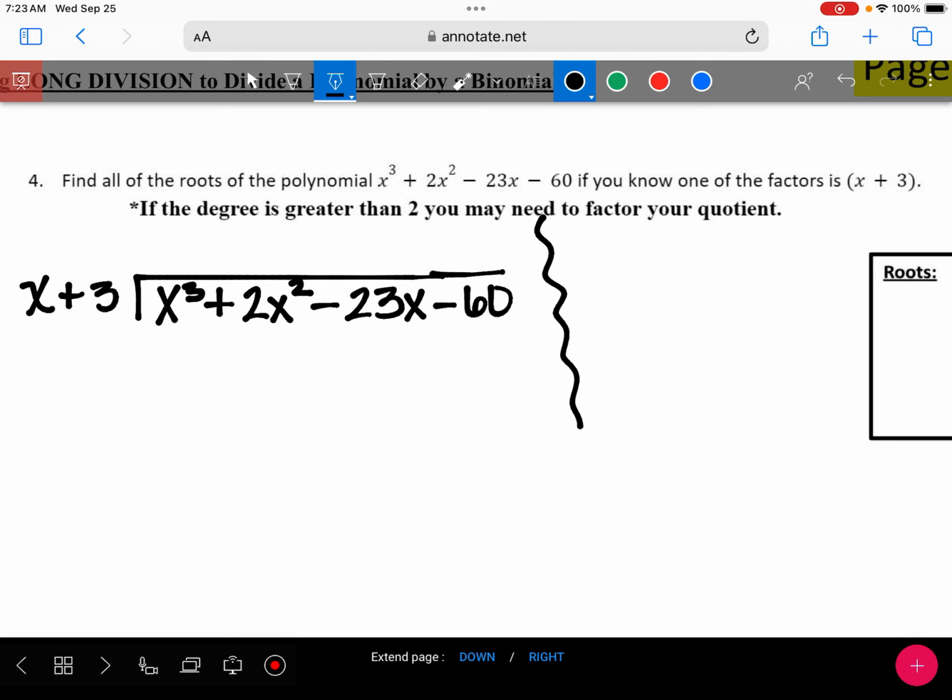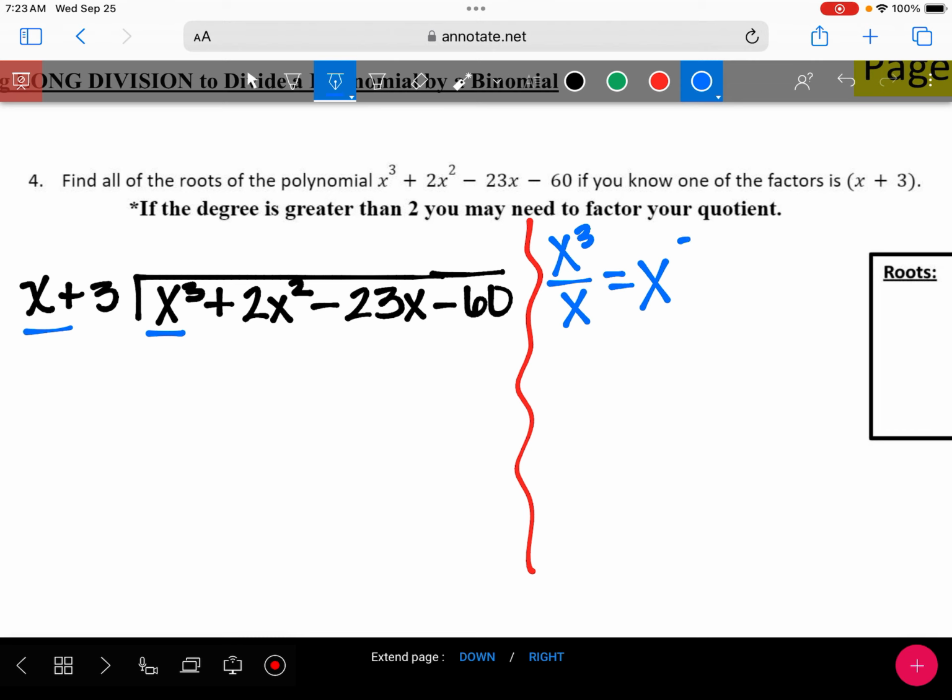All right, so we're going to divide this by this. So off to the kitchen. I like to call it that. I'm going to take my x to the power of 3 and divide that by x. Remember, when you do division, you're just subtracting your exponents. So 3 minus 1 is 2. Go ahead and put that on the top. Put that on the roof.